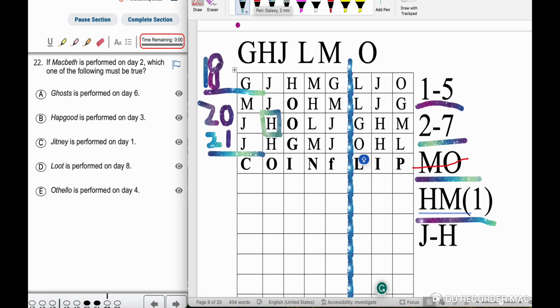Question 22 is asking a similar question. It wants to know, if M is in the 2nd position, what would be the possibility that we can see that determines what must be true? So this is asking for must be true. We already know that if M is in that position, we have to have J before H, and then we have to have H before M. So let's make sure that we have J here in this position right here.